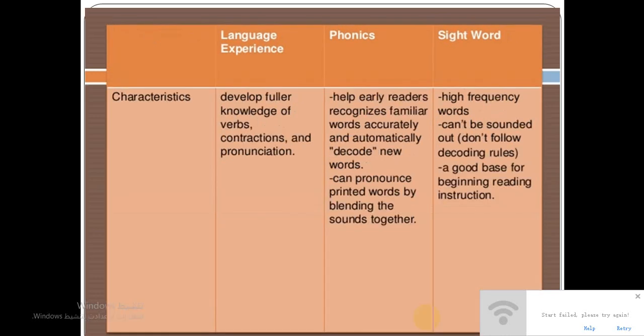Characteristics of these approaches: the language experience approach develops fuller knowledge of verbs, contractions, and pronunciation. The characteristic of the phonics approach is helping early readers recognize familiar words accurately and automatically decode new words. It can pronounce printed words by blending the sounds together. Characteristics of the sight word approach: these are high frequency words. They can't be sounded out and don't follow decoding rules. It is a good base for beginning reading instruction.